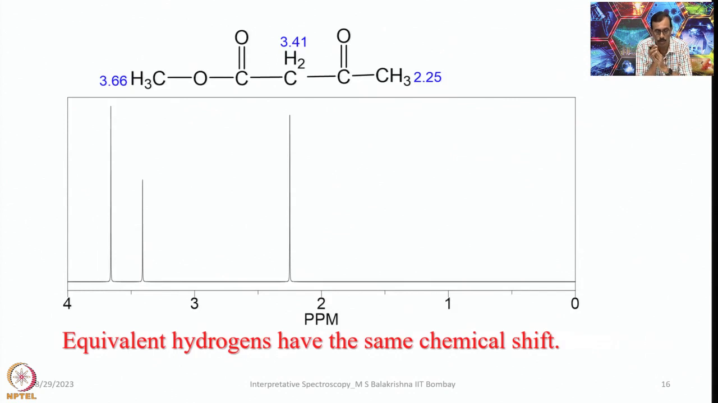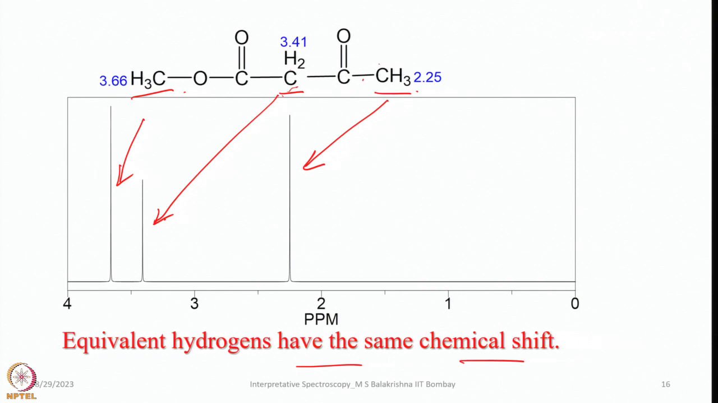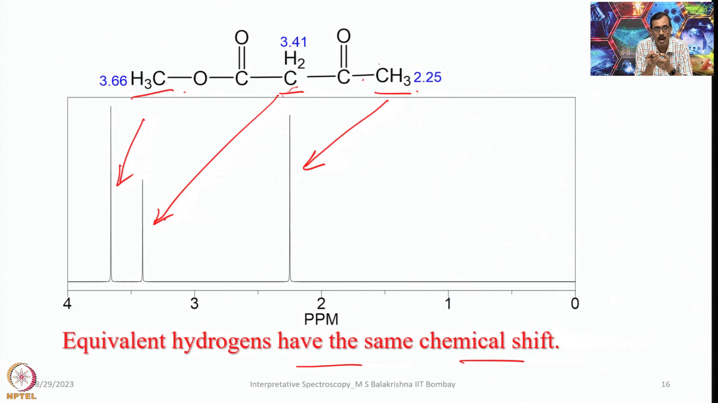So now look into another molecule here. We have three different types of protons. One is next to the carbonyl group, another one is next to oxygen, and another methylene group is in between two carbonyl groups, and I have shown the corresponding chemical shifts. This one comes around 2.25, so this is here, and then this is 3.41, so this is here, and then this one is here. And again, what you should notice is that equivalent hydrogens have the same chemical shift. That means all hydrogens present on this carbon show a single resonance, similarly all hydrogens present on this carbon show a single resonance, and all hydrogens present on this methyl group also show a single resonance. You should remember, we will come back to why they are equivalent and whether there can be some non-equivalence, and hence we can see some interaction of the hydrogen atoms present on the same carbon atom.